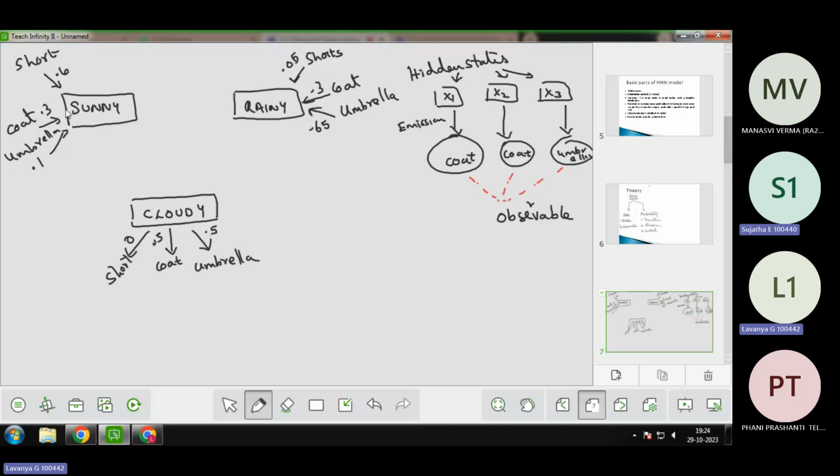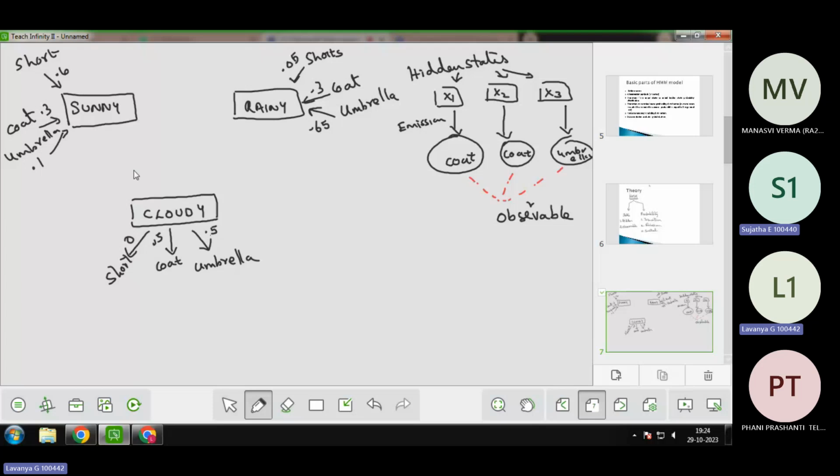Yes, he wears shorts or a coat or an umbrella. Here it is 0.3, 0.6, 0.1, it is 1. Similarly, for a rainy day, it is 0.05 plus 0.3, 0.35 plus 0.65, which is 1. Similarly, for a cloudy day, it is 0 plus 0.5 plus 0.5, it is 1.